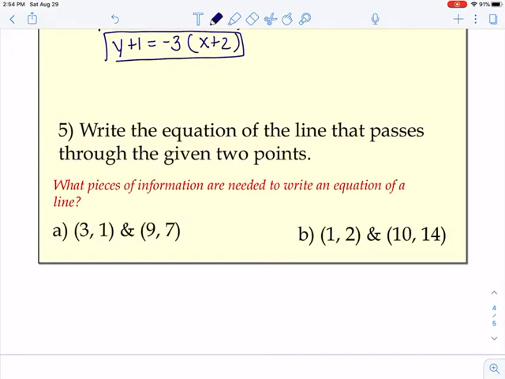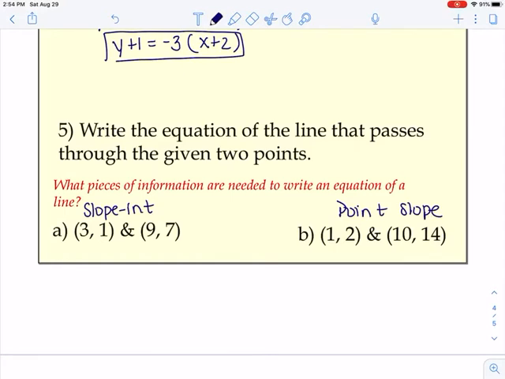So in part A, let's put this one in slope-intercept form, and let's put part B in point-slope form, just because it doesn't say. So for part A, what pieces of information are needed to write the equation of the line? It comes from the name of the form. You need the slope and the y-intercept. Right now I'm given 2 points. I don't have the slope and I don't have the y-intercept.